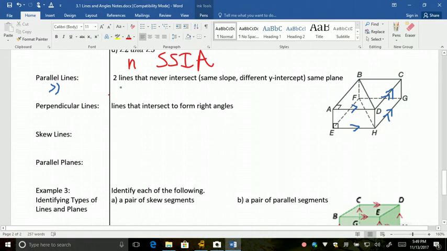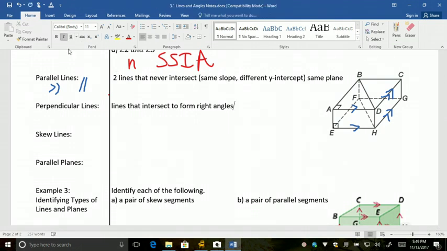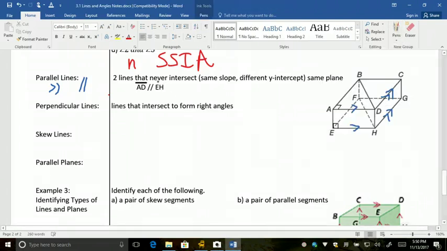And the symbol we would use for parallel is two forward slashes. So in this statement, based on what I've shown in that picture, I could say that segment AD, which I'd have to put a bar over, is parallel to segment EH. So AD is parallel to EH.